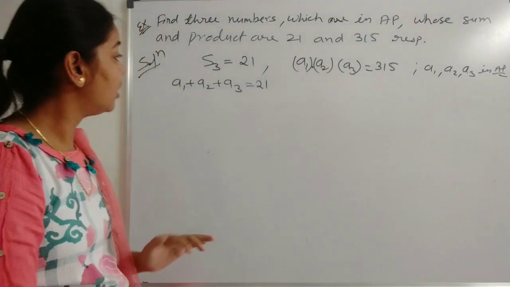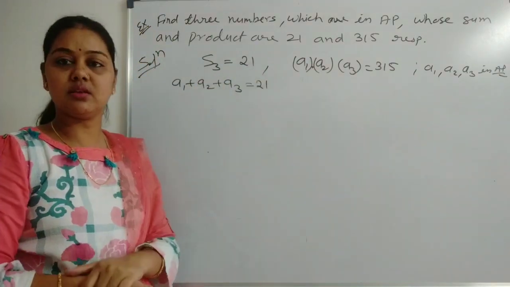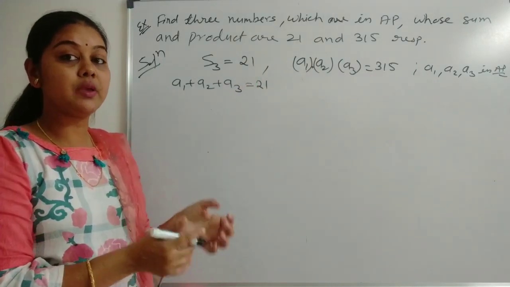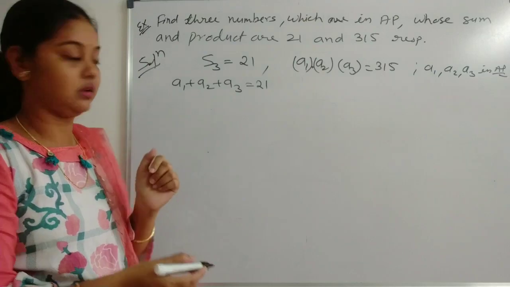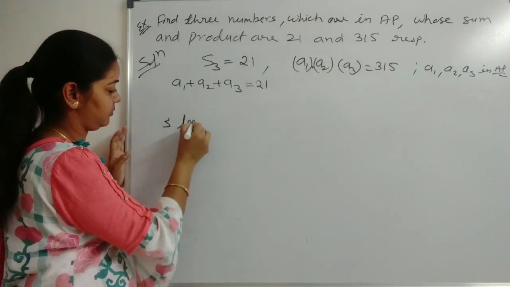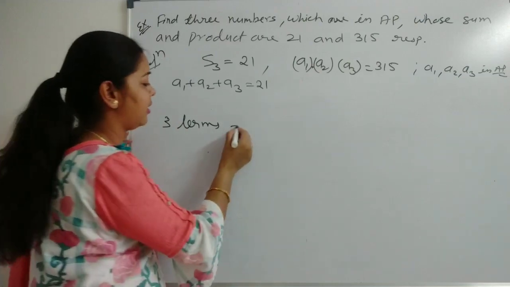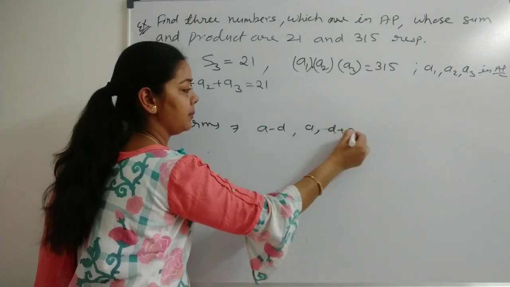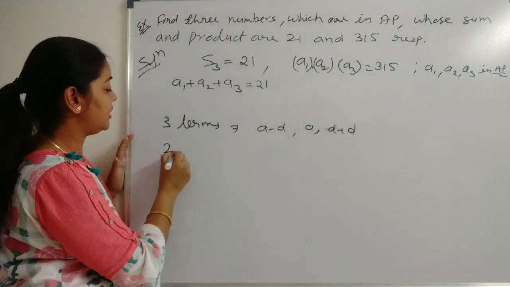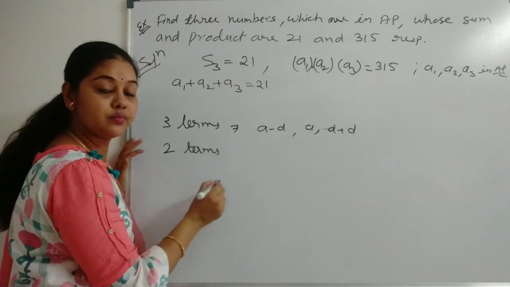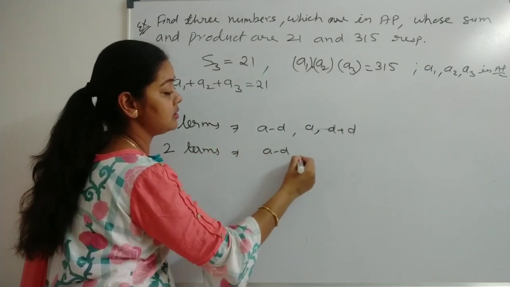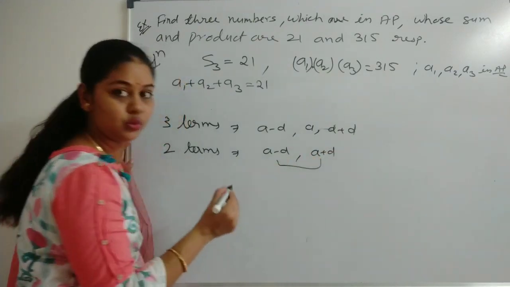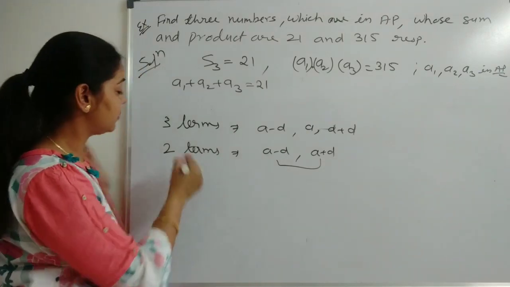Okay? Now, we need to simplify this equation. First, we will let some terms in AP so that the simplification will be easier. When we need three terms, we can simply take terms like A minus D, A and A plus D. When we need two terms only, I can take A minus D and A plus D. The common difference will be 2D. Okay? And these are in AP.